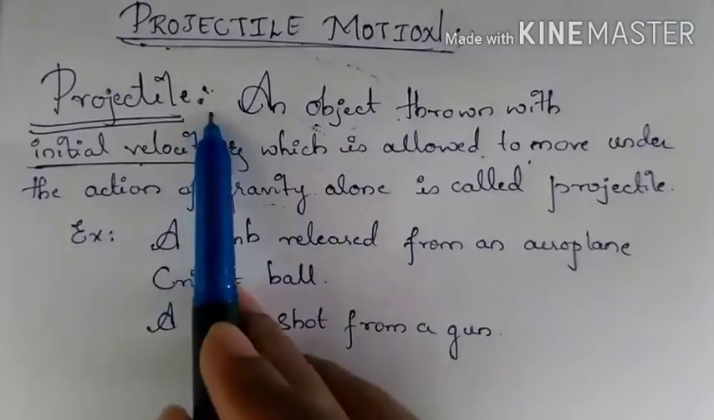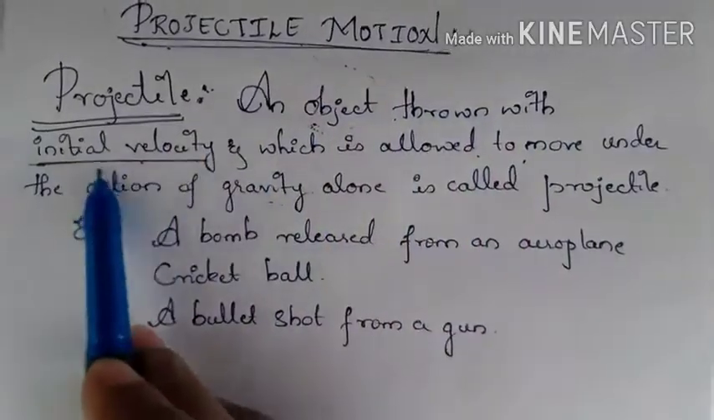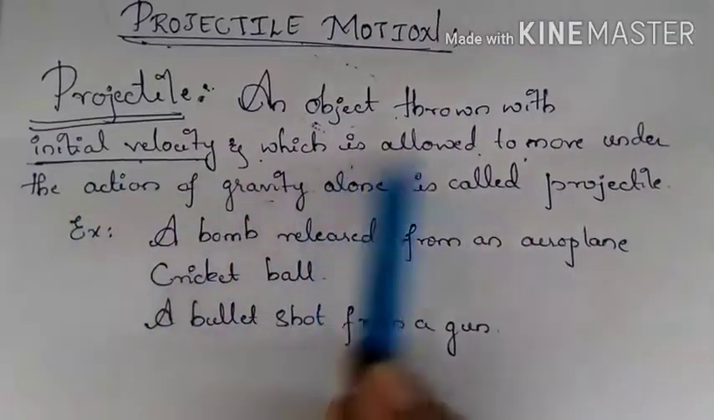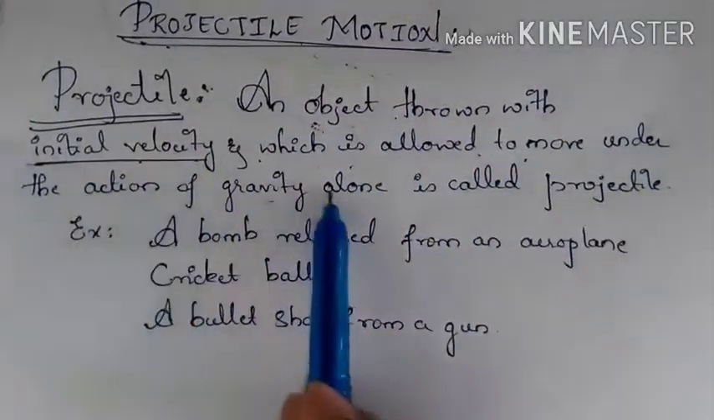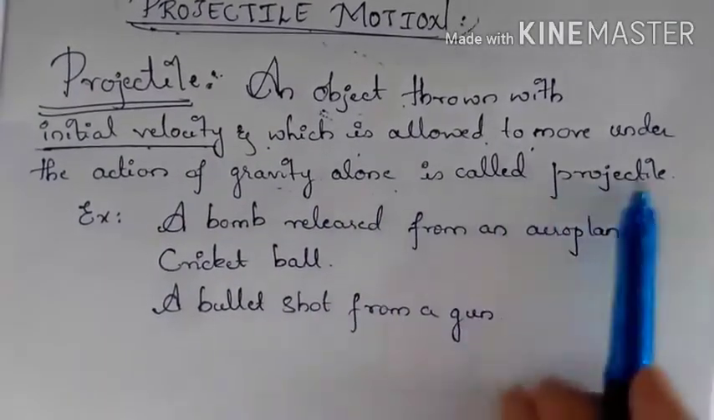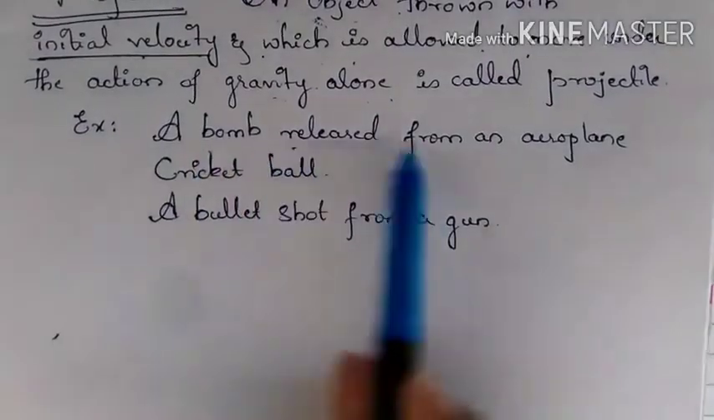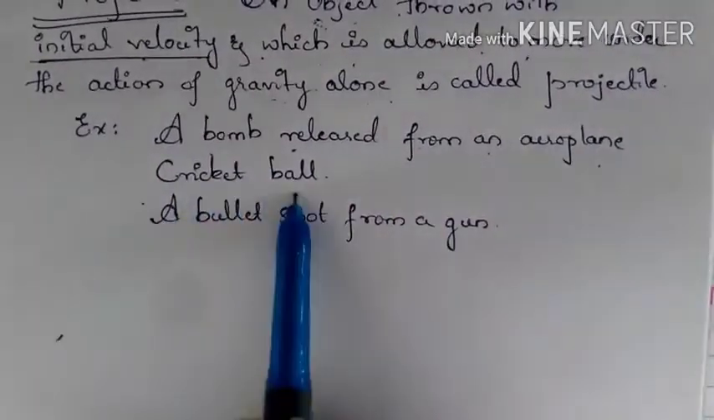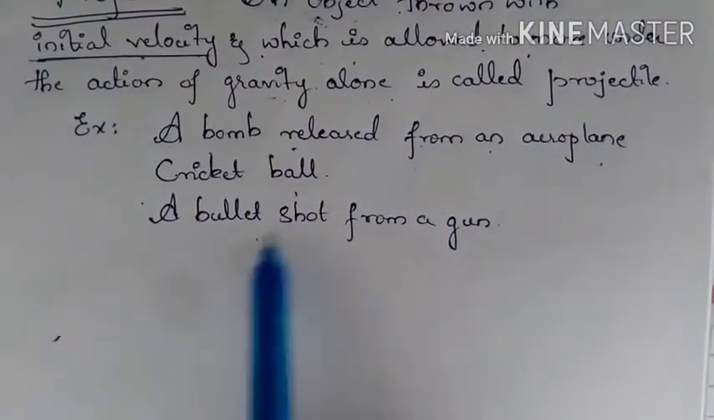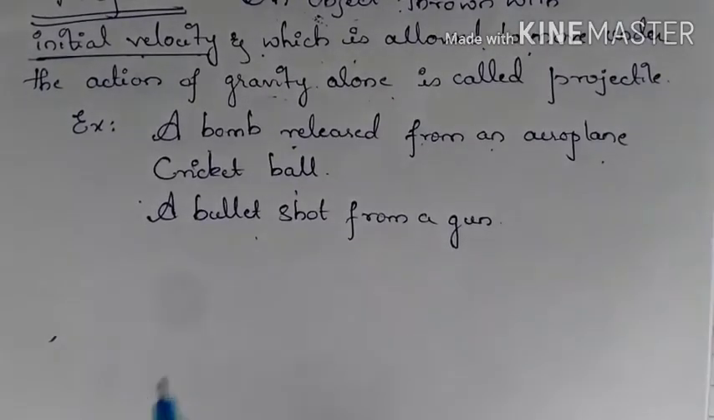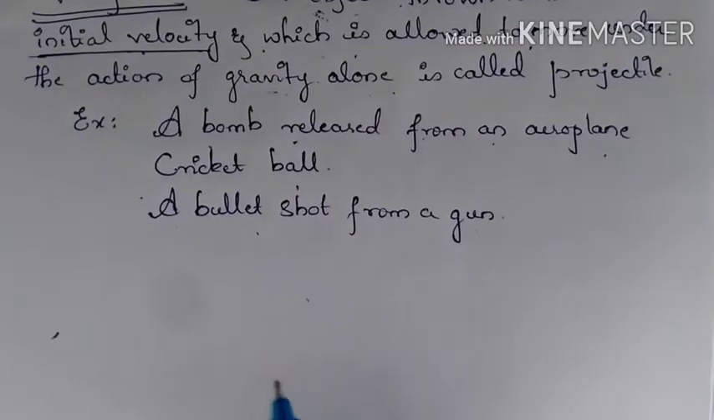So projectile is an object which is thrown with initial velocity and which is allowed to move under the action of gravity alone is called projectile. The examples are a bomb released from an aeroplane, a cricket ball, a bullet shot from a gun. So these are the three examples.